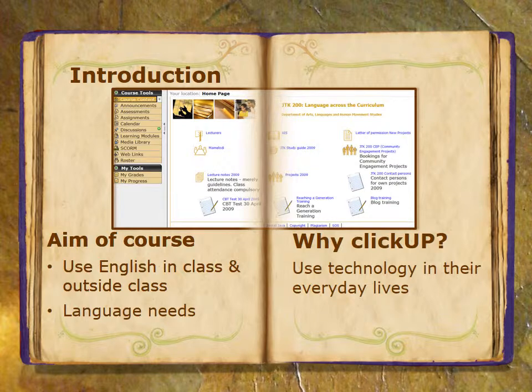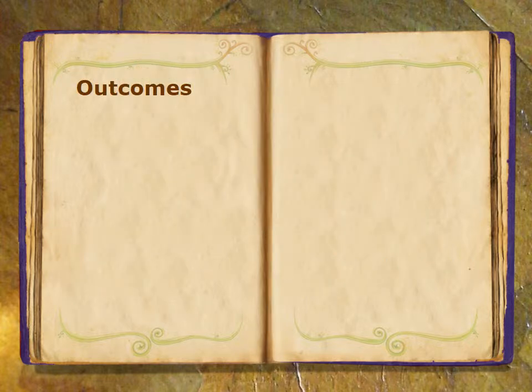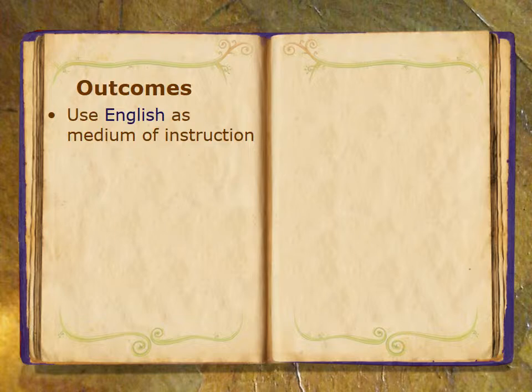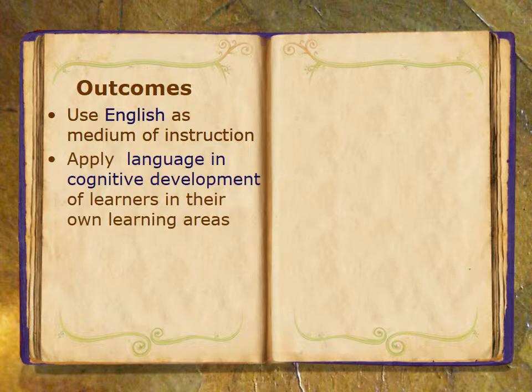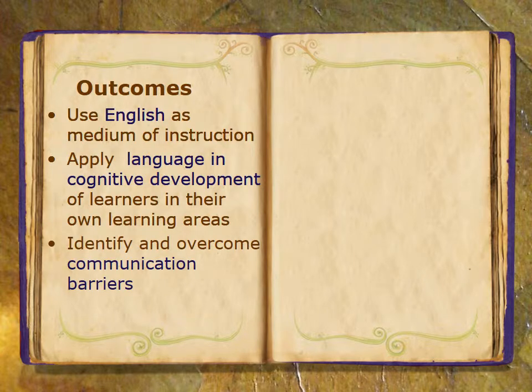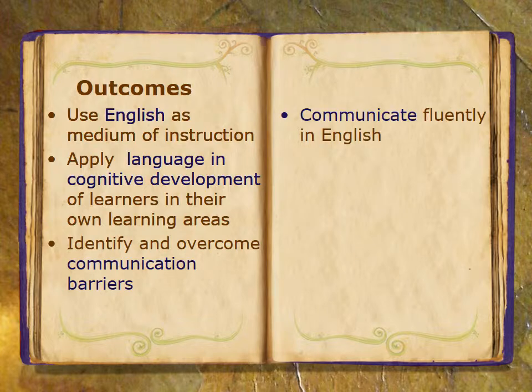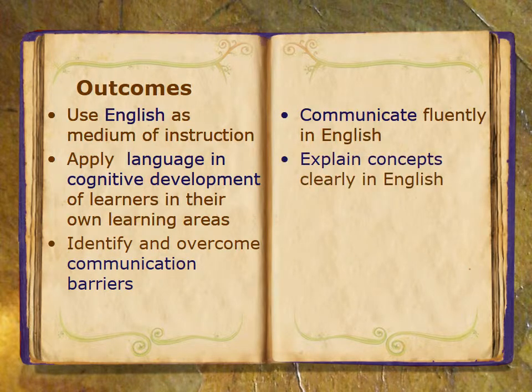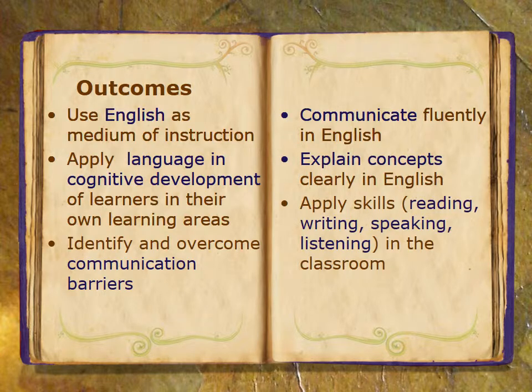The outcomes of the course is to develop the skills of teaching through English as a medium of instruction, to apply language in the cognitive development of learners in their own learning areas, to identify and overcome communication barriers, and all the students must be able to show that they can communicate fluently in English and explain concepts in English, and these should be done through reading, writing, speaking, and listening.